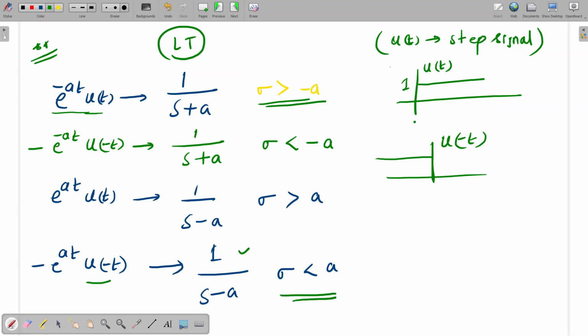A step function ut is this one, and u of minus t, that will come from minus infinity to 0, so it is just the time reversal, u of minus t. If you want, I can derive this, otherwise you can derive it by yourself. This is a standard formula we should remember, because if a standard question is asked, we should apply this. So these are the standard results for different ROC. Is it clear up to now? Should I proceed further? Yes, sir. Okay.